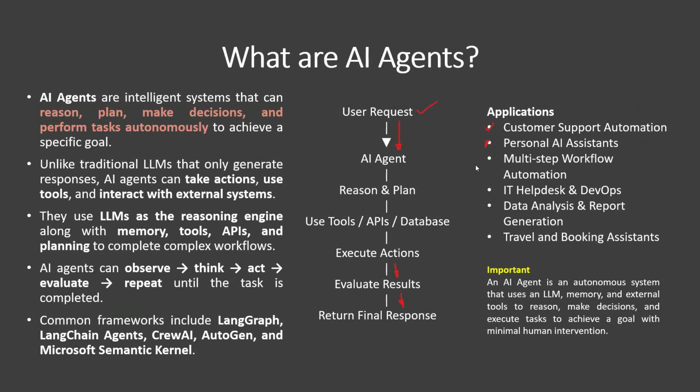The important point we need to remember in the case of an AI agent is that an AI agent is an autonomous system that uses an LLM, memory, and external tools to reason, make decisions, and execute tasks to achieve a goal with minimal human intervention.